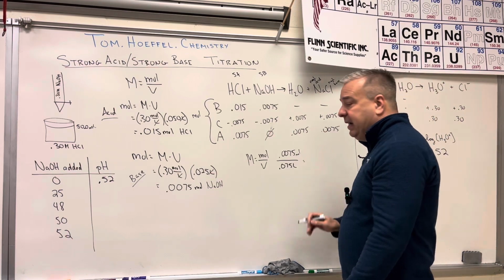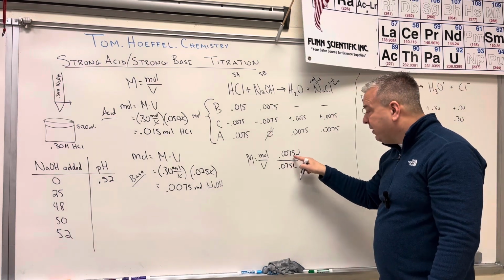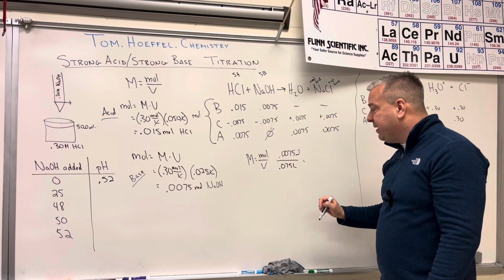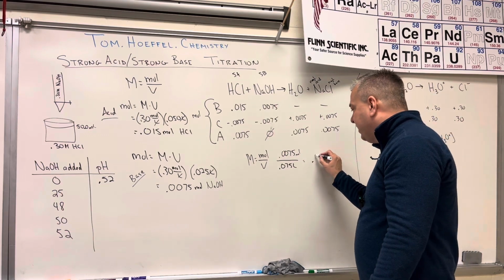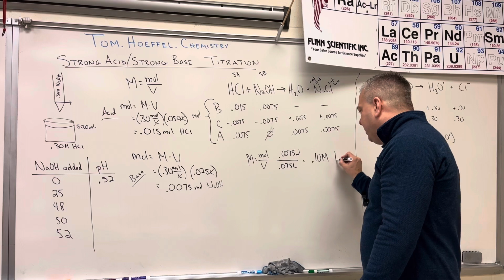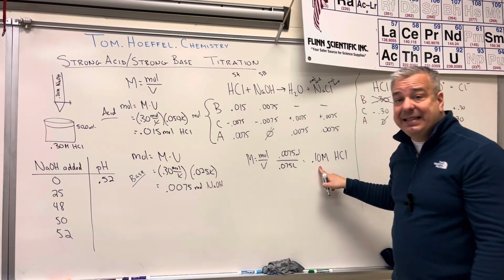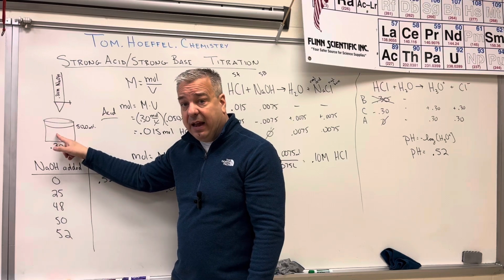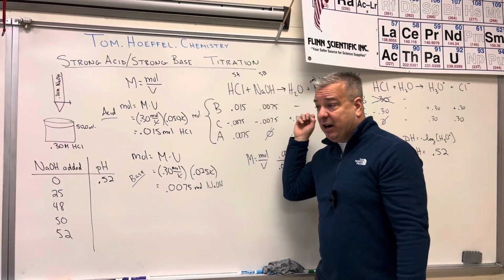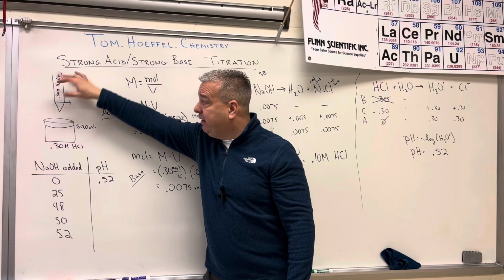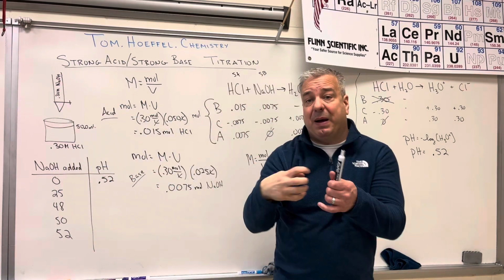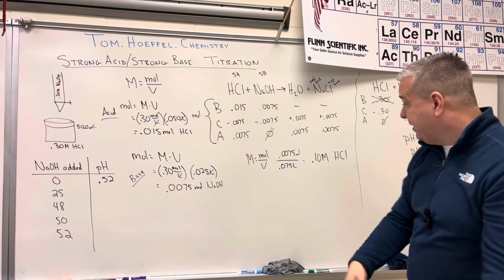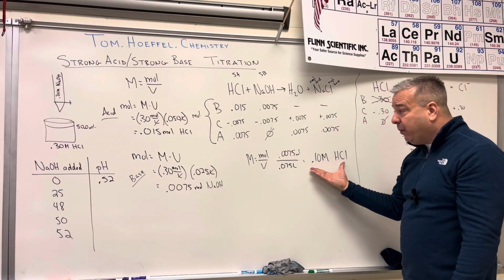If we do our work here, okay, 0.0075 moles divided by 0.075 liters tells me that my concentration of my hydrochloric acid is now 0.1. It used to be 0.3, okay? But some of the sodium hydroxide reacted with it, and we had a little bit of dilution that occurs just by adding the two volumes together, okay? So the molarity is now 0.1.